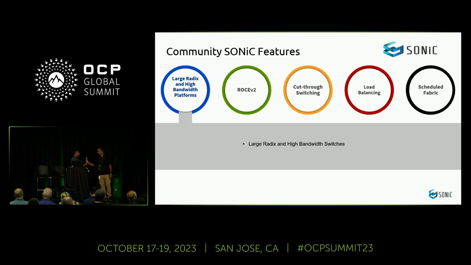Hello everyone. Now that we have seen various traffic patterns and the AI fabric requirements, let's see how we can map those requirements into existing SONiC features, and what are all the features that are required to enable an effective AI fabric. The first feature, if you map the AI traffic requirements, is that we need large radix and high bandwidth platforms.